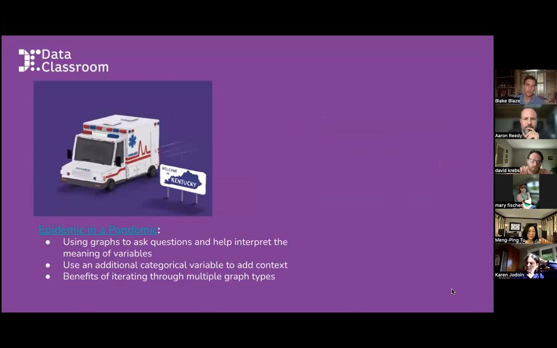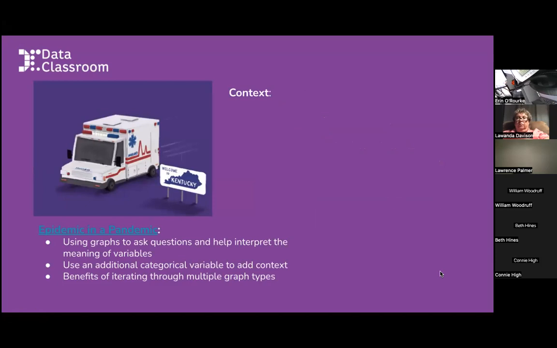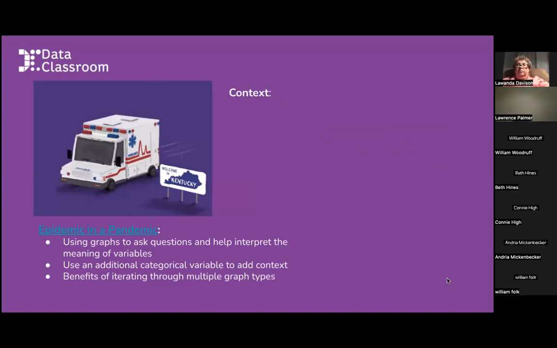So this one is a bit more complex for students than the Florence Nightingale data set. This was taking a look at the impact of the COVID-19 pandemic on the opioid epidemic. In the course of the data set, these are some of the principles we're going to investigate: using graphs to drive questions, adding a categorical variable to clarify, much in the way we just did with Florence Nightingale, and then showcasing the benefits of iterating through multiple graph types.